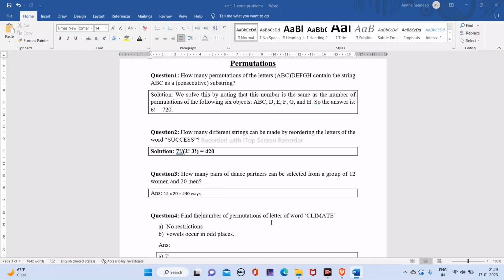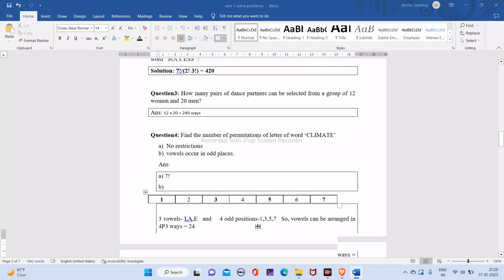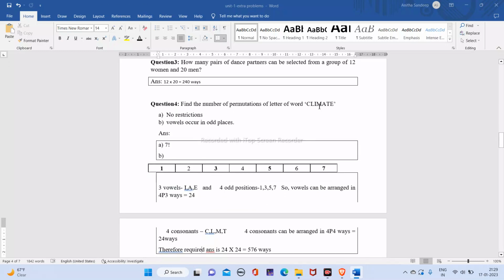Next, find the number of permutations of the letters of the word climate. First one is with no restrictions. So when there is no restriction, since all the alphabets are distinct, it can be done in 7 factorial ways.